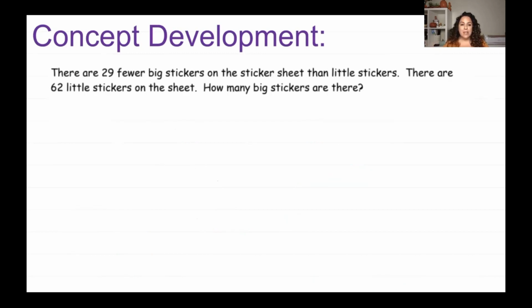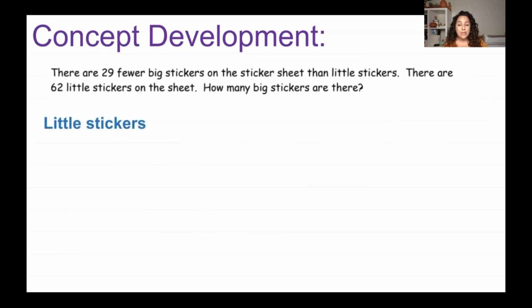Okay. There are 29 fewer big stickers on a sticker sheet than little stickers. There are 62 little stickers on the sheet. How many big stickers are there? Well, that's interesting to read. So let's try to break this down and try to draw it out.